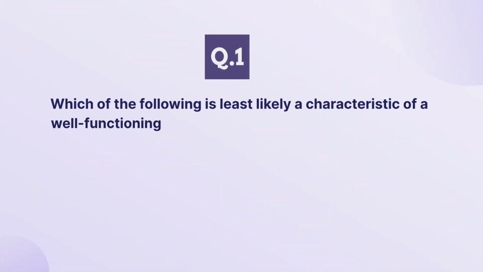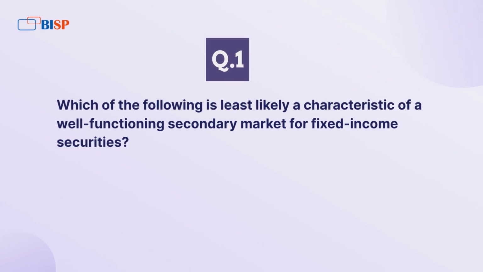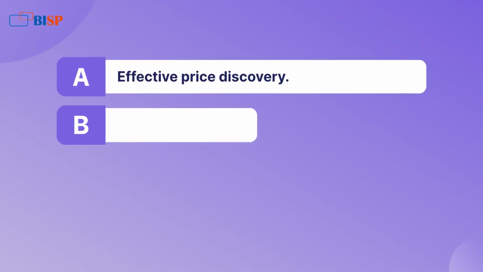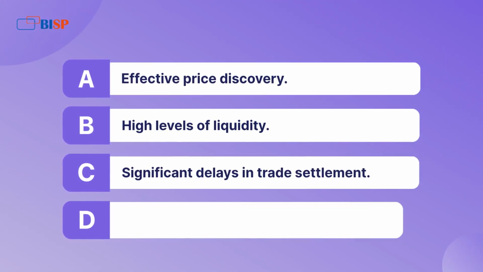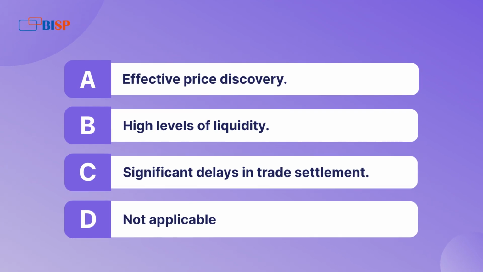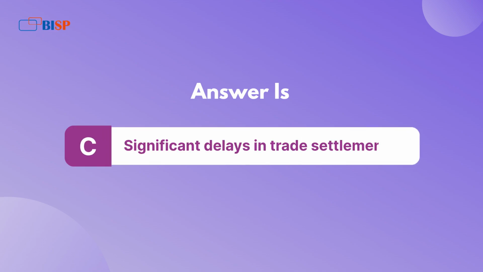Which of the following is least likely a characteristic of a well-functioning secondary market for fixed income securities? A. Effective price discovery. B. High levels of liquidity. C. Significant delays in trade settlement. D. Not applicable. Answer is C. Significant delays in trade settlement.